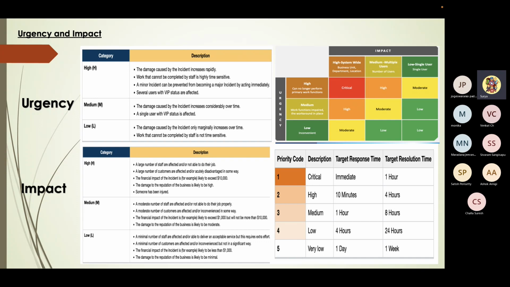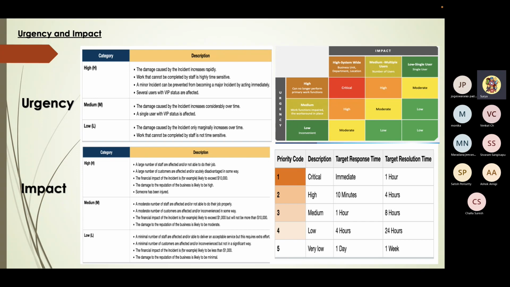Likewise, if it is a P5, you can take a convenient time to respond as well as resolve. If the priority of an incident decreases, you will be allowed more time, because it hardly has any impact on the business. That is the reason they allow that much time for those incidents. That doesn't mean you should not take care of P5 incidents. You should take care of P5 incidents also, but you will be provided with the time.